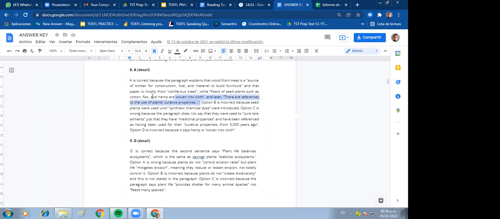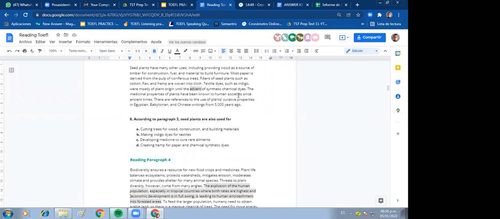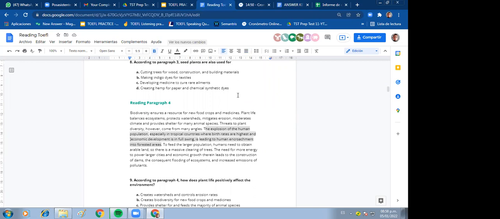You were supposed to infer from this question, detail, okay? So, cutting trees for wood, construction, and building materials. That is the answer to this question, okay, girls? Okay, girls, good job. You did a good job. In this case, please try to work a little bit faster so that you can answer all these questions in 20 minutes, okay?